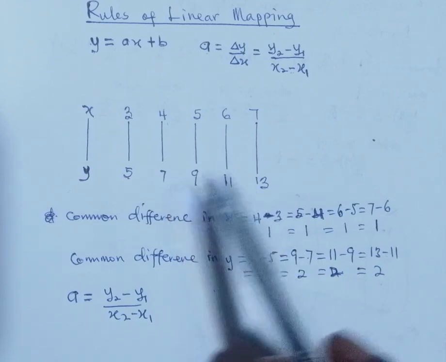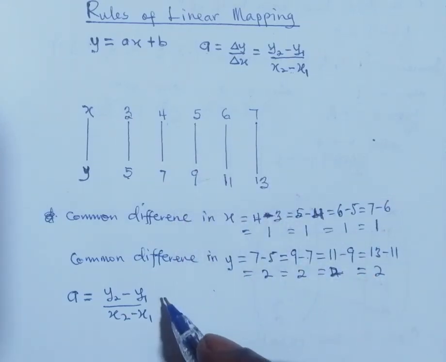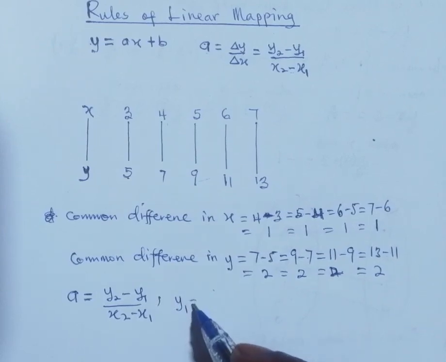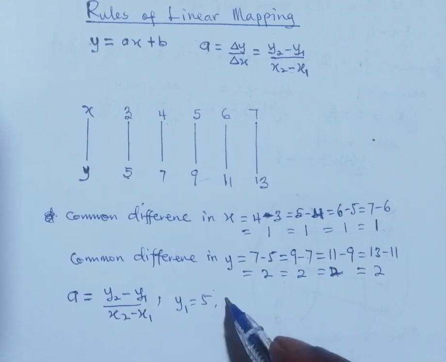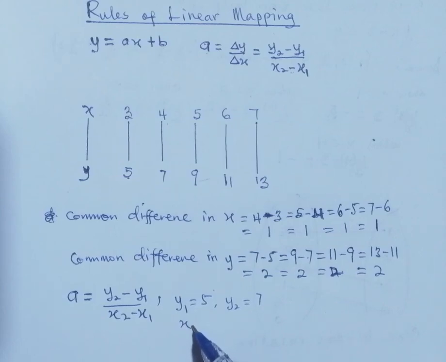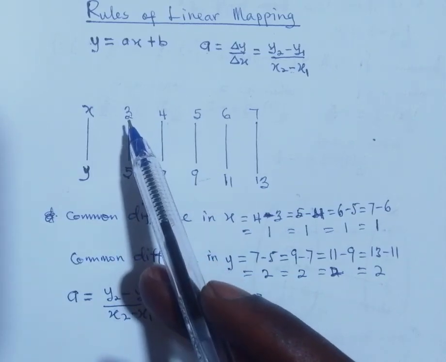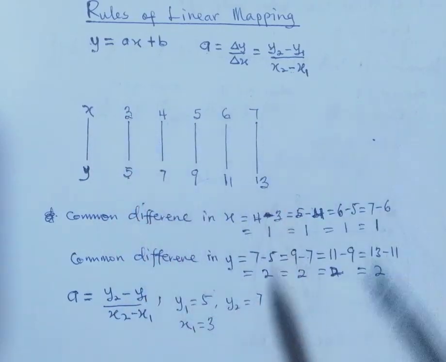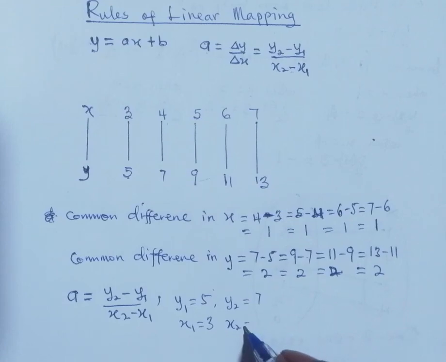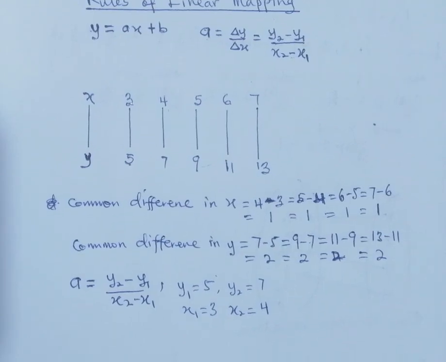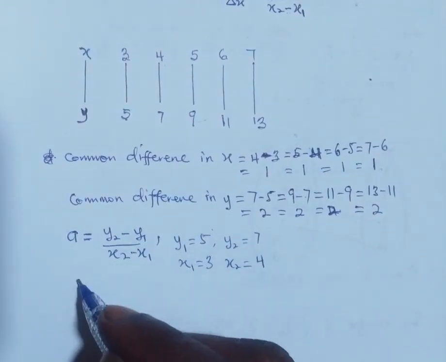Okay, so any value. In this case, I'm going to choose y1 as 5, y2 as 7, and then x1 as 3, because I chose 5 as y1, so I will choose its corresponding value on the x axis. And then my x2 is the corresponding value for 7, which is 4. Good. Once I choose that, then I can just do the substitution and find my value of a.